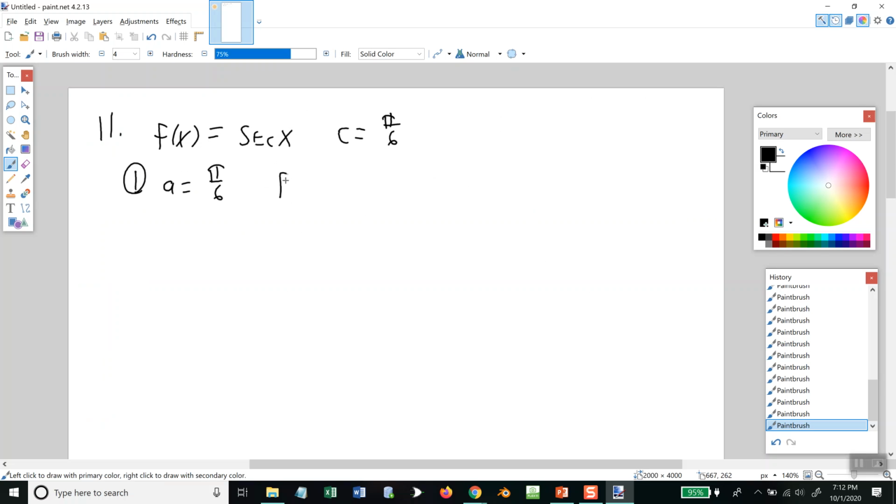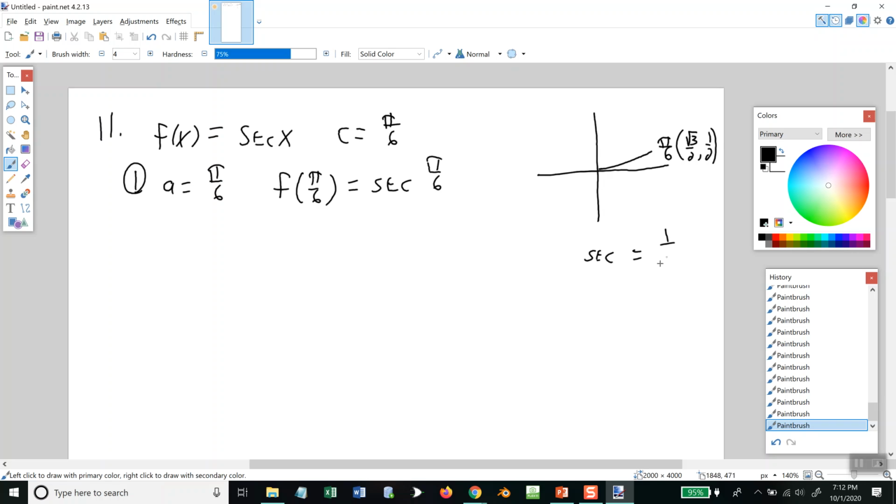So I'm going to find f of pi over 6. That gives us secant pi over 6. Now secant is related to cosine. Cosine is x, right? So secant is 1 over x. So 1 over square root of 3 over 2. Flip it, multiply it times the top. We get 2 over square root of 3. Multiply top and bottom by square root of 3, and we get 2 square root of 3 over 3.